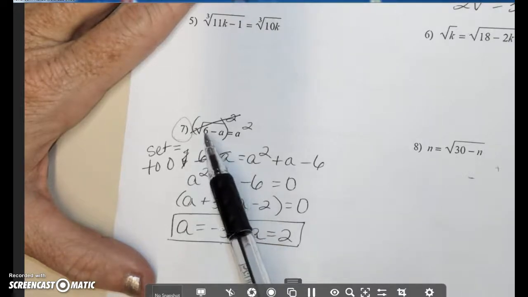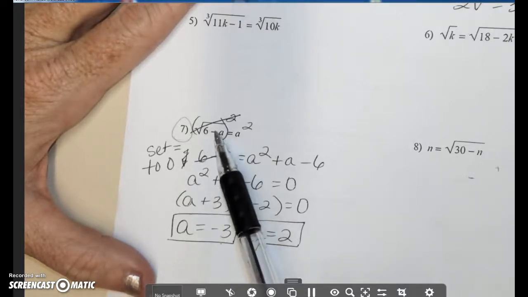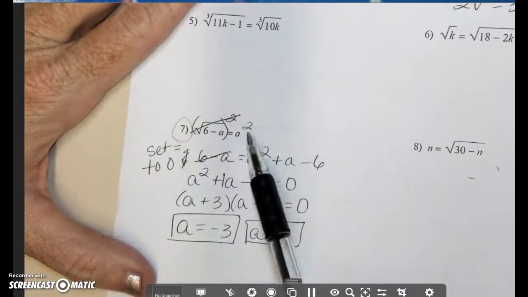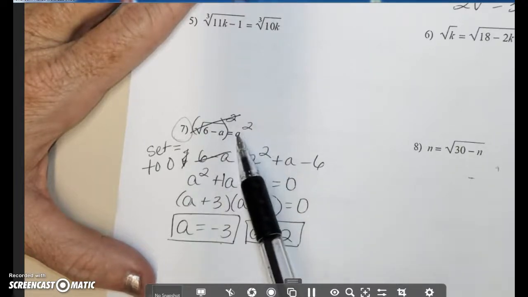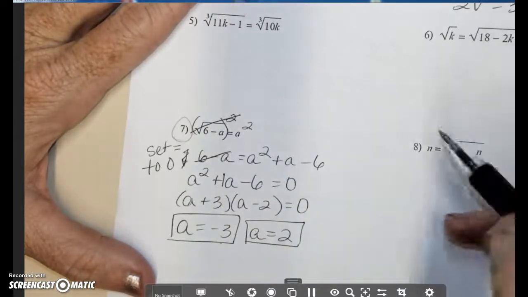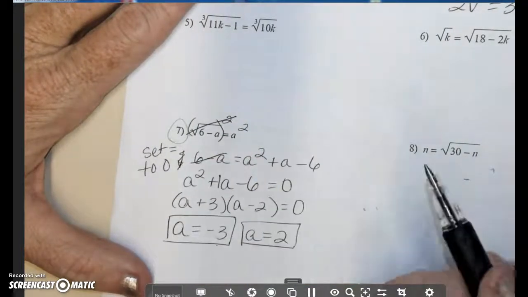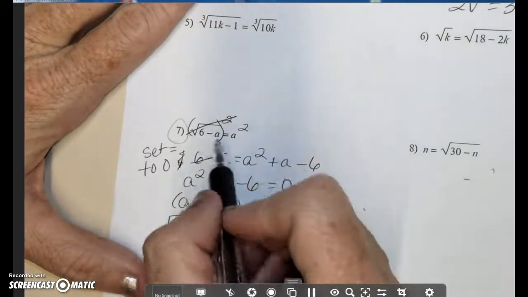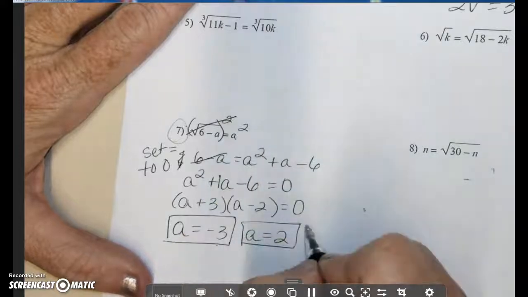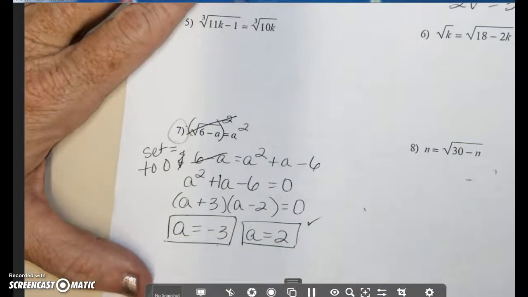if a equals -3, that's 6 minus -3, which is 9. Square root of 9 is 3. And if I take the square root of both of these sides, I have positive and negative, so that works. 6 minus 2 is 4, and the square root of 4 is 2, which is also my a value, so those both check out. Alright, let's flip it over and do one more.